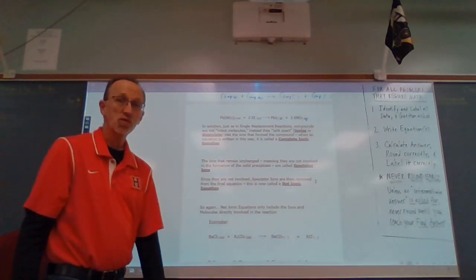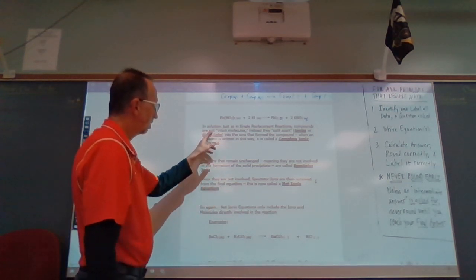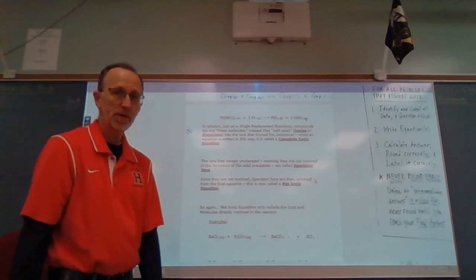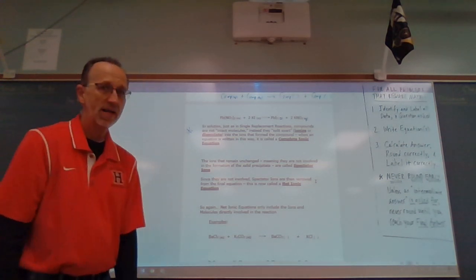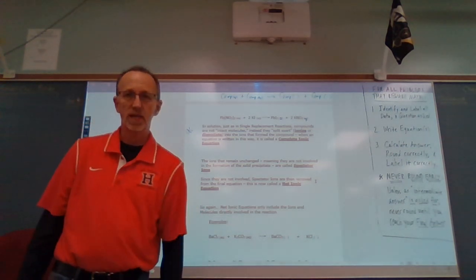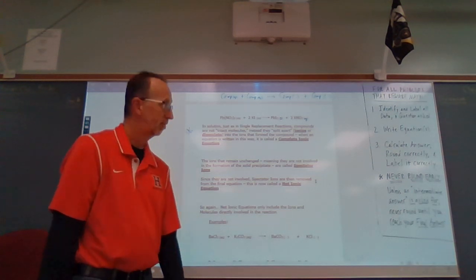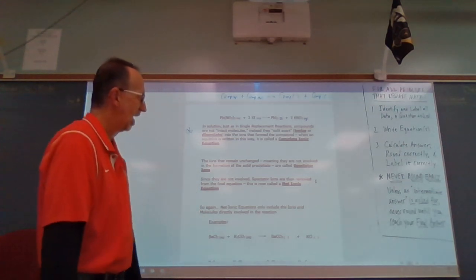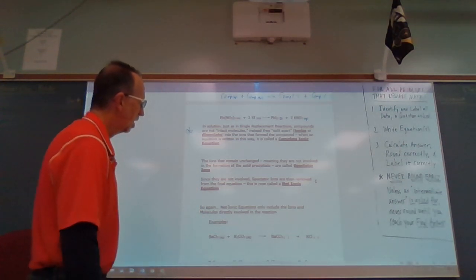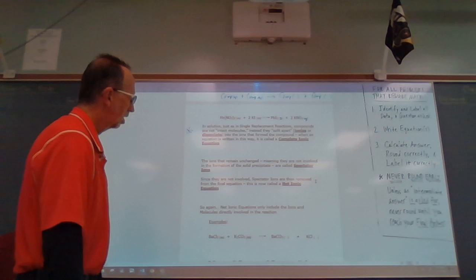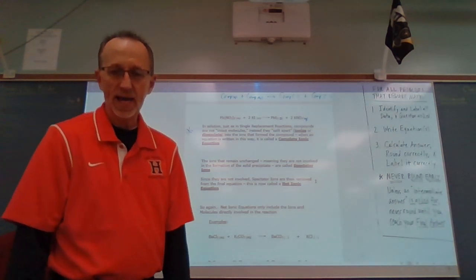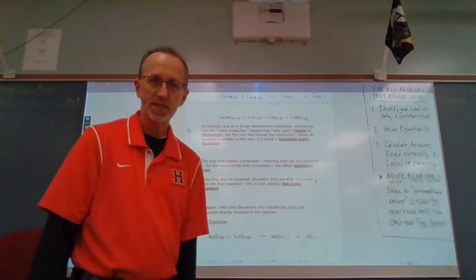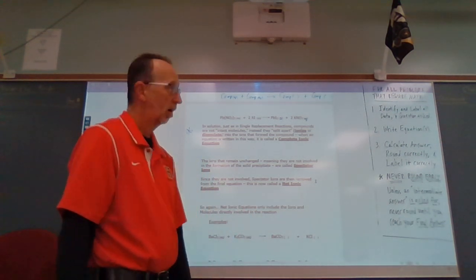So now we're going to get to work on this equation here. In solution, put a big star by this. In solution, just like in single replacement reactions, compounds are not intact molecules. If they're in solution, they are not intact molecules. Instead, they split apart, right? They ionize or dissociate into the ions that form them. When an equation is written in that way, it's called a complete ionic equation. We built this yesterday. We're going to look at it again now, all right?